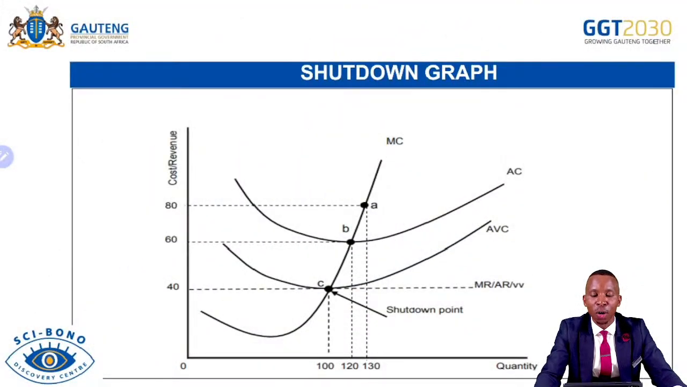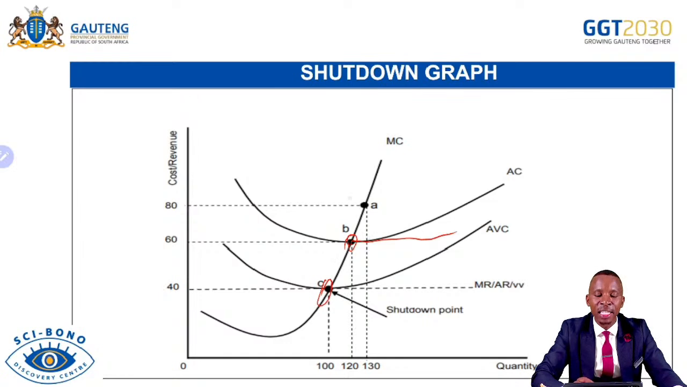The shutdown point. Also know the condition for the shutdown, which happens when the MC equals AVC. There is the point that indicates the shutdown, meaning the firm cannot continue with its operations or cannot continue producing this particular product because it cannot afford to cover its variable cost. So that is known as the shutdown point. Remember that up there, you have what you call your normal profit, because this will be going straight like this, meaning your AC equals your AR. So you must be able to identify your supply curve here.